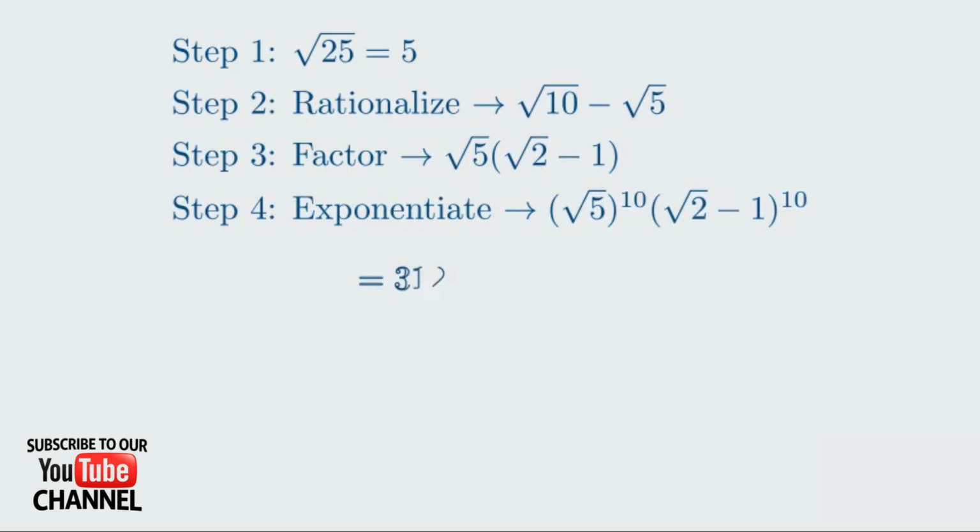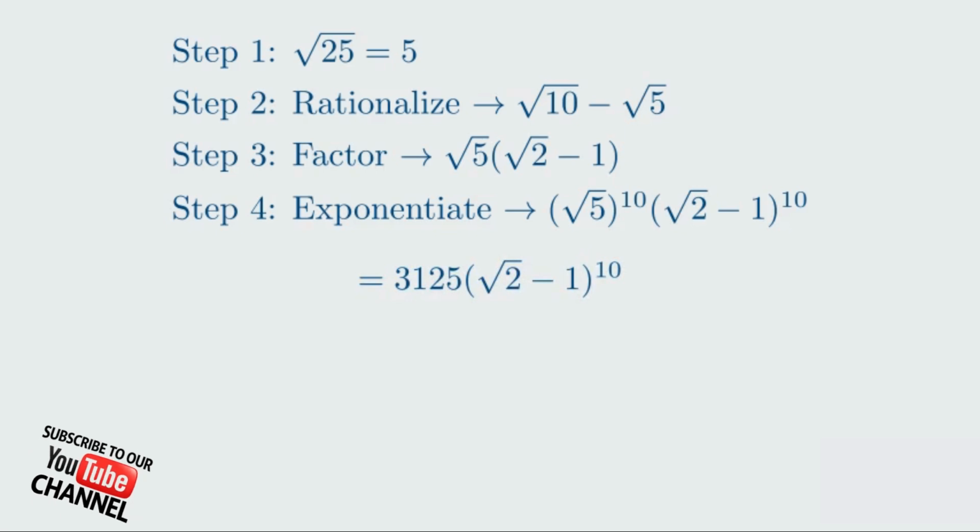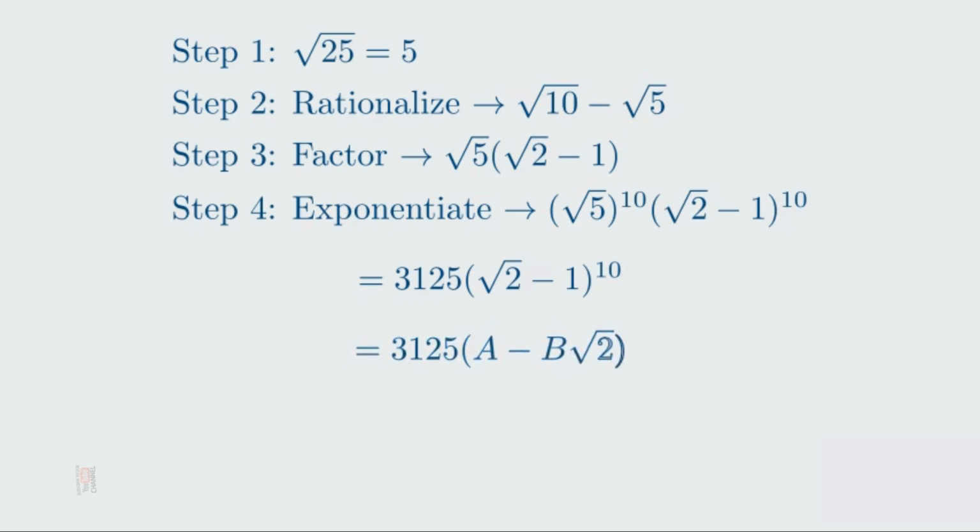We calculated 5 to the 5th power to be 3,125. And we just found that (√2 − 1)^10 is the same as a minus b√2. This is the simplest possible form, a whole number minus a radical term. So the final answer is 3,125 times the quantity a minus b times the square root of 2.